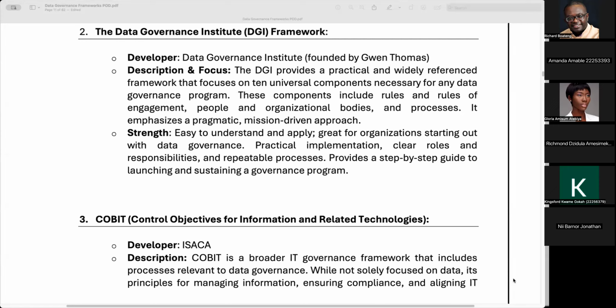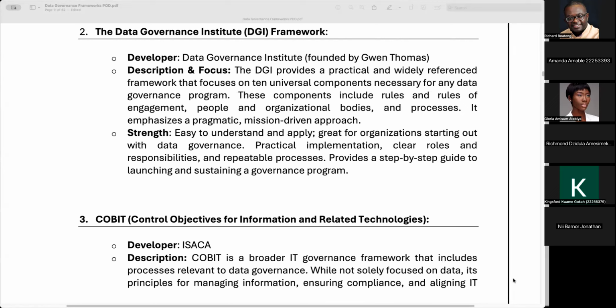Yeah, its strength lies in its straightforward, mission-driven approach. It's often seen as quite accessible and actionable, particularly helpful for organizations that are maybe just getting started with formal governance or looking to bring structure to existing, perhaps inconsistent practices.